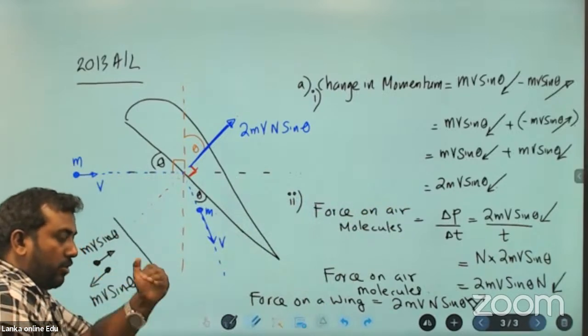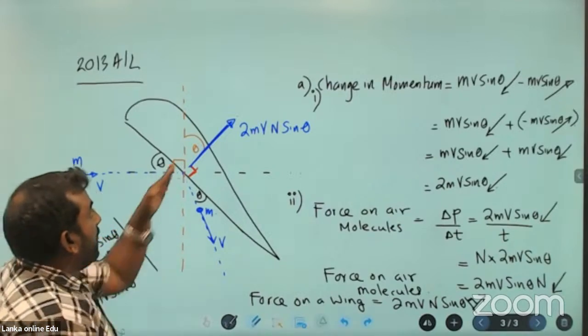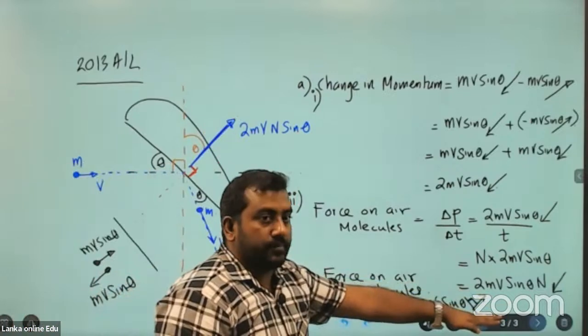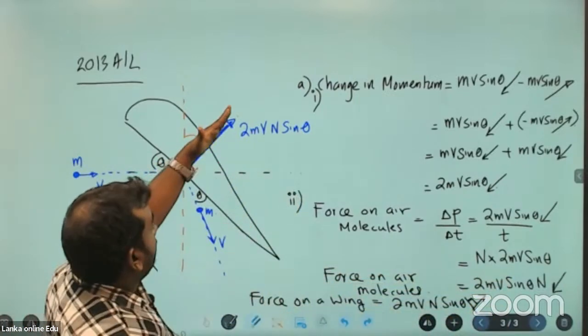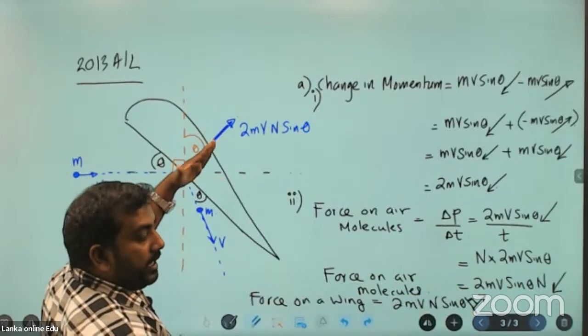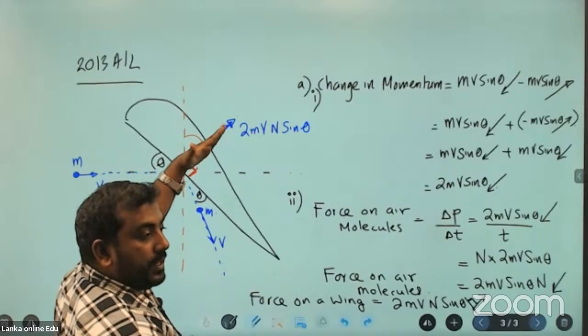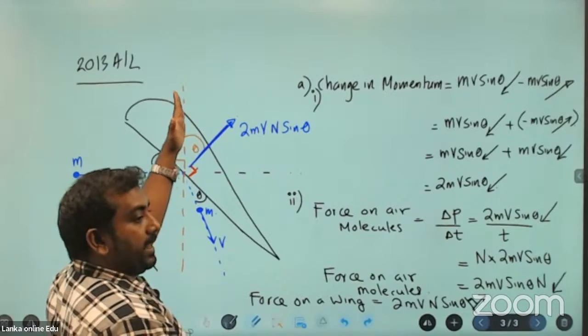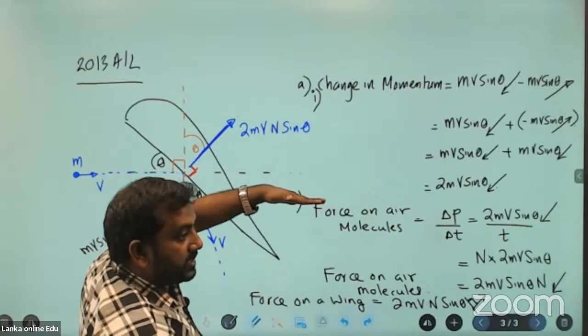Every action has equal opposite reaction. Newton's third law: there will be equal opposite force. Once you have marked that force perpendicular to the wing, what next? Now from there you have to find the vertical lift.